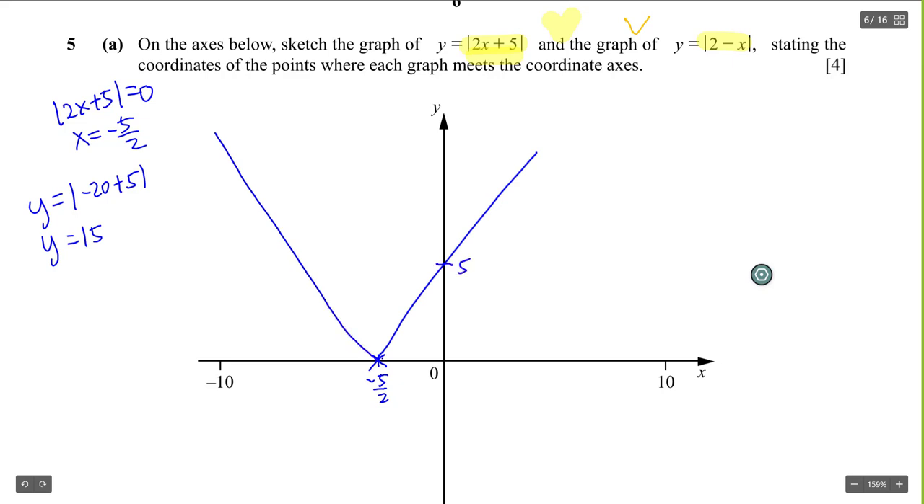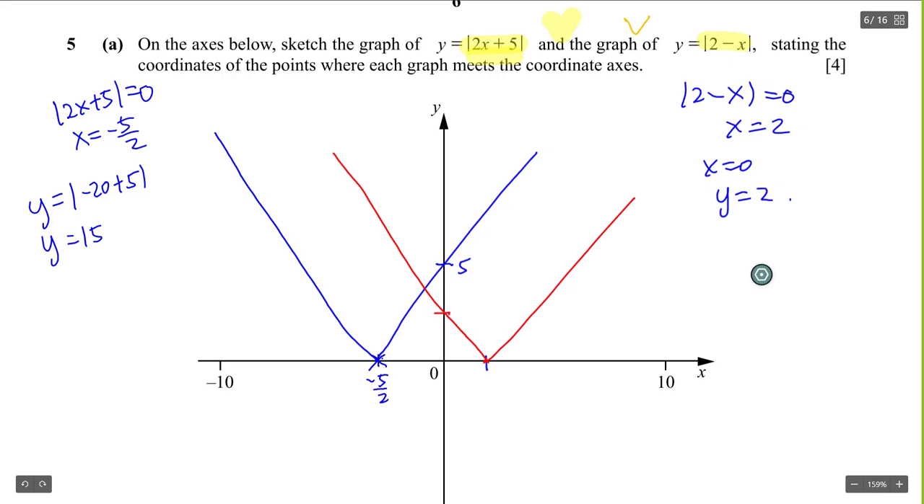They just ask us to state the coordinate where the graph will meet the coordinate axis, isn't it? So this one is the same thing. For 2 minus x equals 0, then x equals 2, right? So you meet at somewhere 2 here, and when x equals 0, your y equals 2 also, right? So you intersect at 2, slightly lower. So you have something like this.